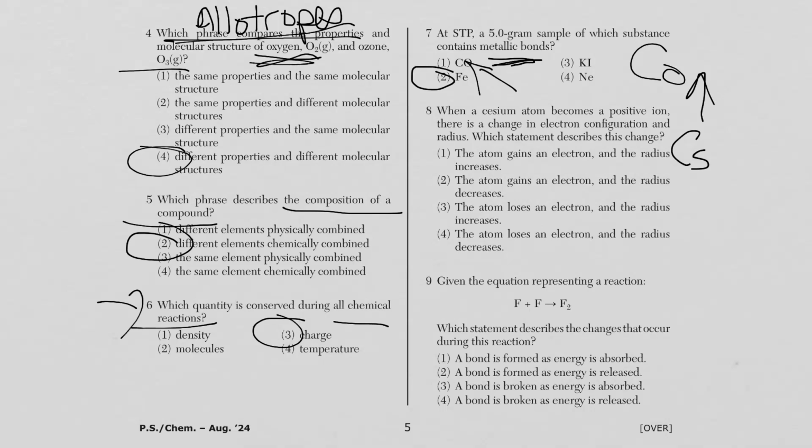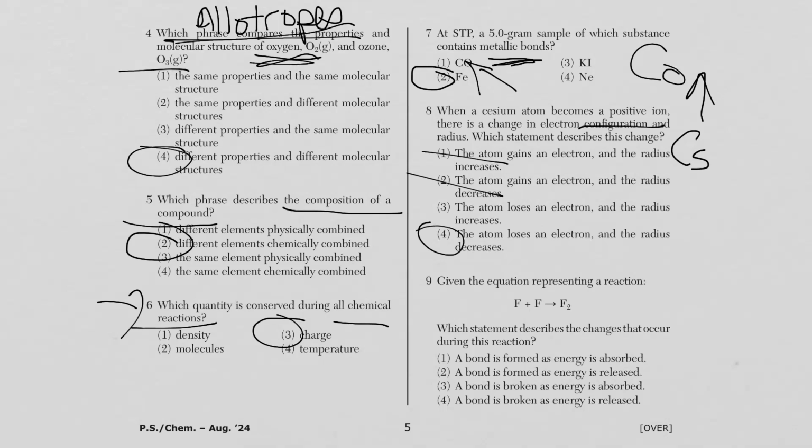So you're losing electrons to become positively charged. So it's a 2-for-1 type question, right? We're not gaining, so let's get rid of choices 1 and 2. We have an atom losing an electron, and the radius decreases, which is choice 4.